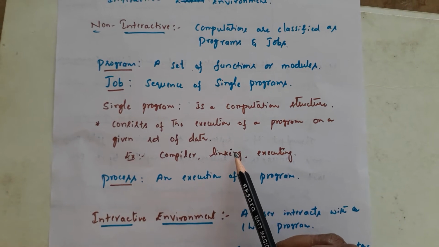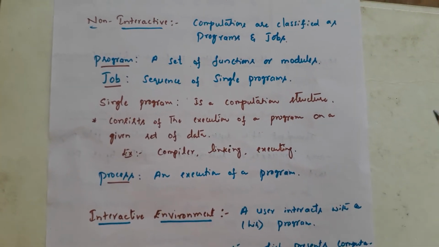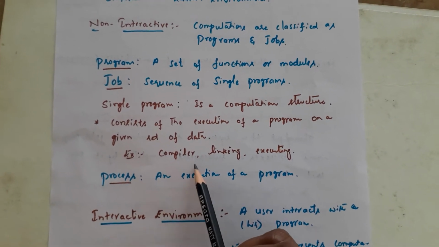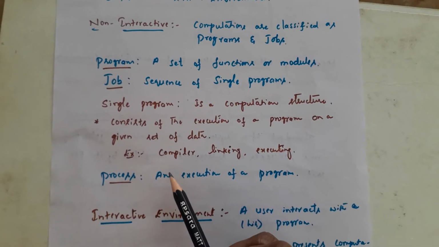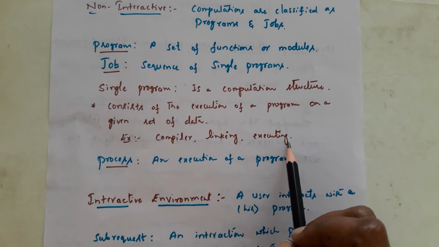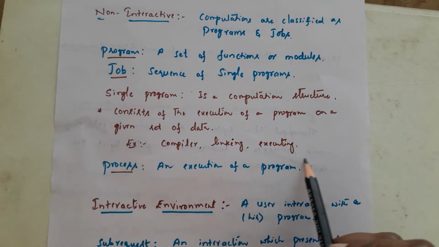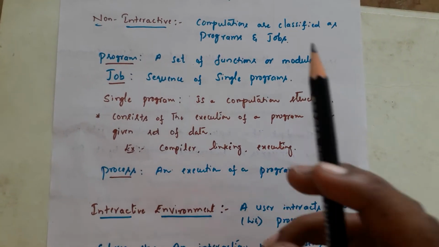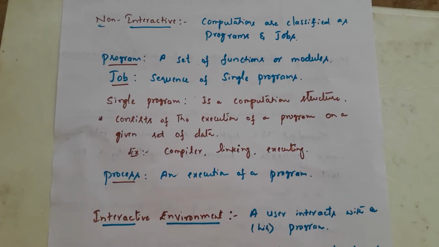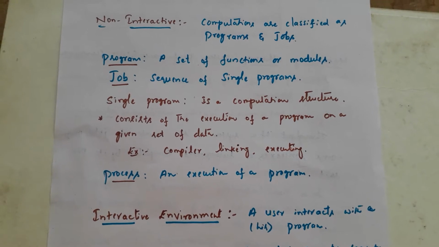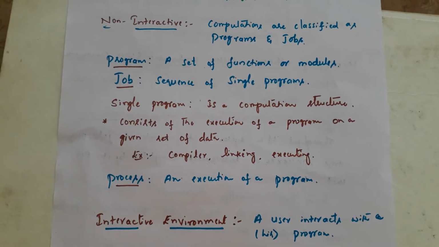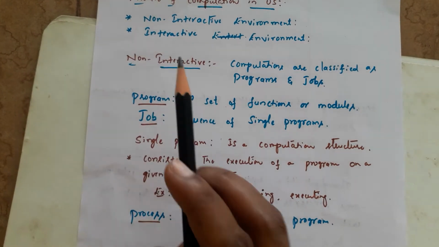Executing a linker in the first step is really meaningless because you have to execute compiling first. Once compiling is done, then only you can go for linking, and once linking is done, then you can go for execution. And this kind of program we call a single program. Similarly, we have next a process. A process is again an execution of a program. So how easily a program, process or job is executed and its response is returned is what happens in a non-interactive environment.